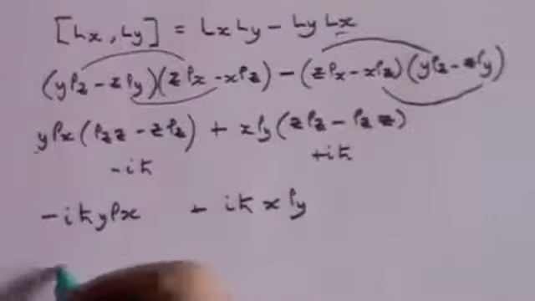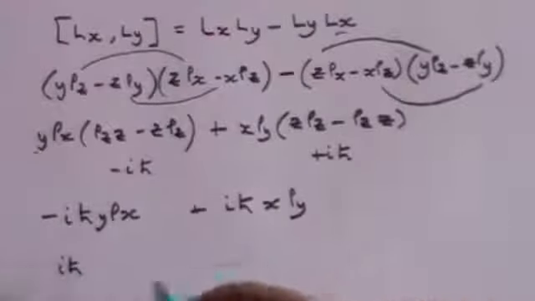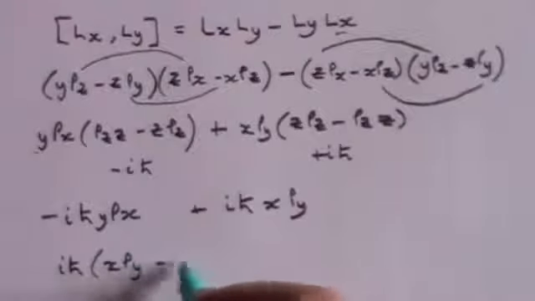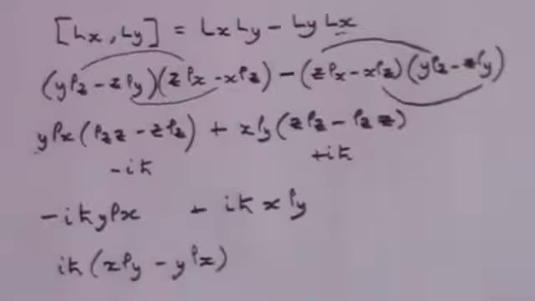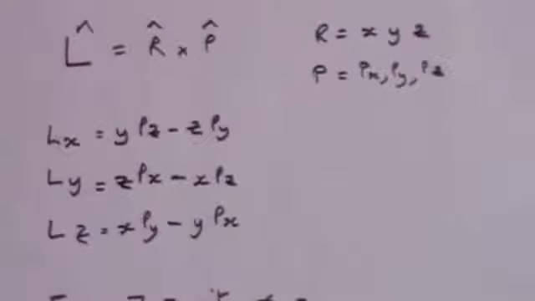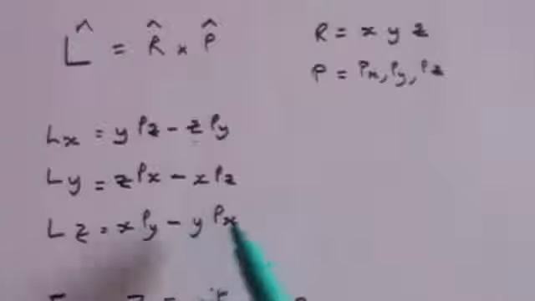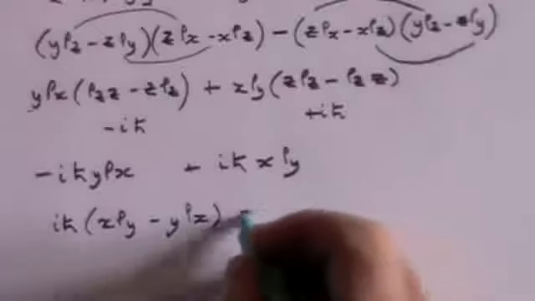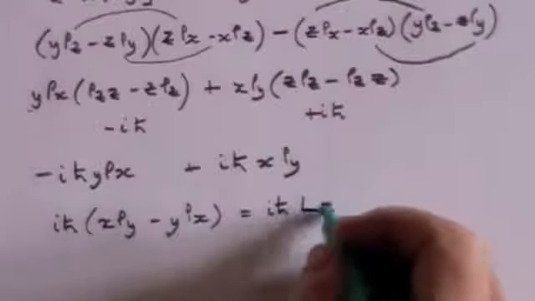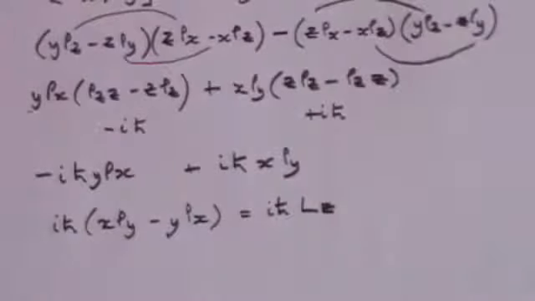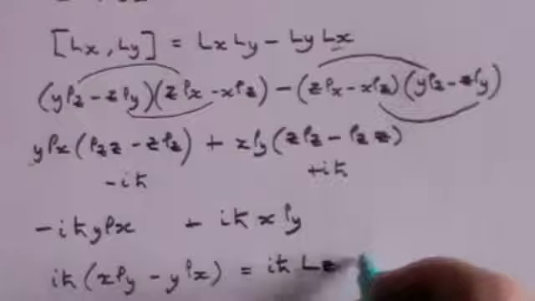I can take the iħ outside, so I've got iħ into (x py minus y px). But x py minus y px is Lz. So this is simply equal to iħ Lz. So we've shown that the commutator of Lx, Ly is equal to iħ Lz, which of course does not equal 0.